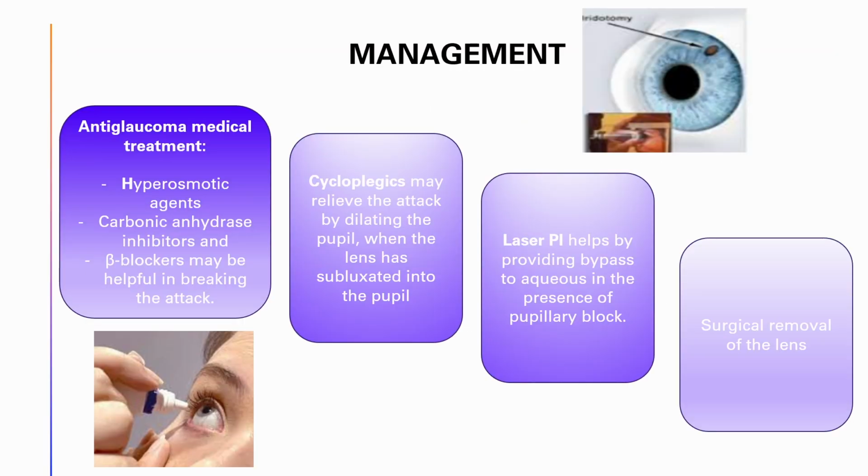Coming to management, anti-glaucoma medical treatment is given, and hyperosmotic agents, carbonic anhydrase inhibitors and beta blockers may be helpful in breaking the attack. Cycloplegics relieve the attack by dilating the pupil when the lens has subluxated in the pupil, and laser PI helps in providing a bypass to the aqueous in the presence of pupillary block. And final and ultimate management is surgical removal of the lens.